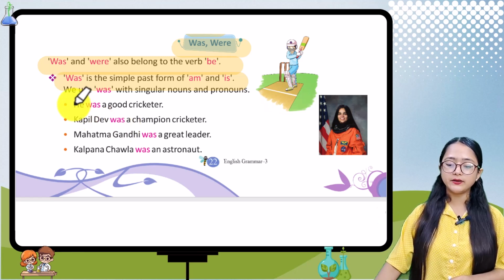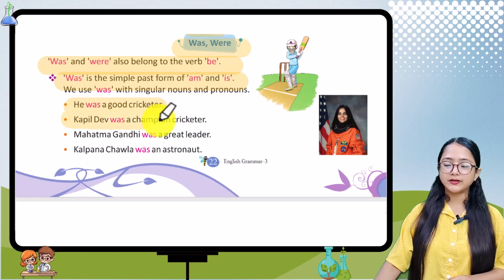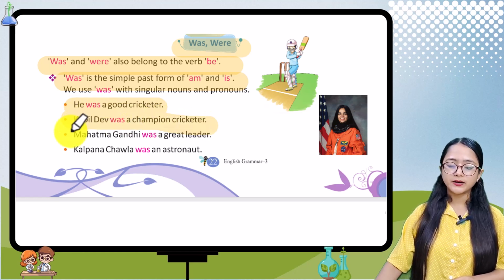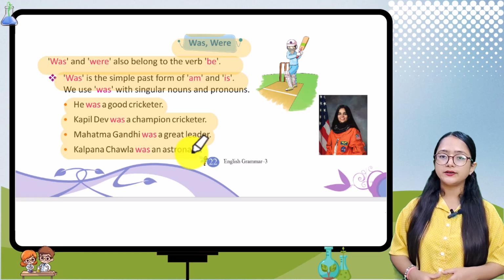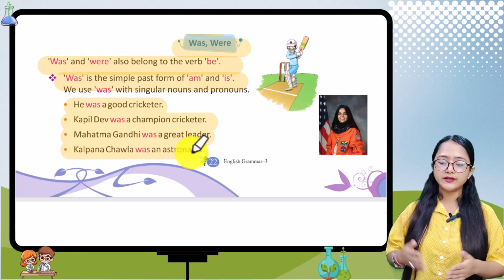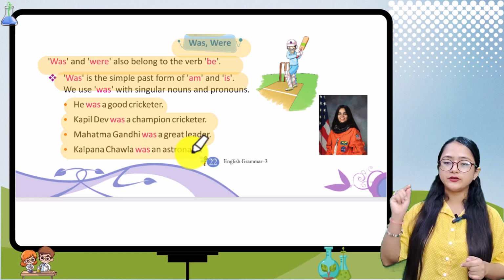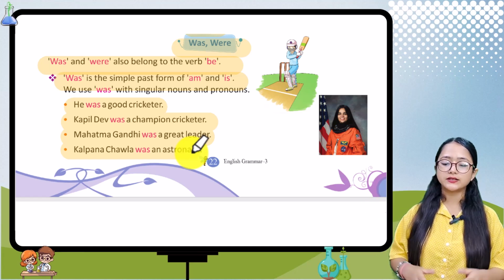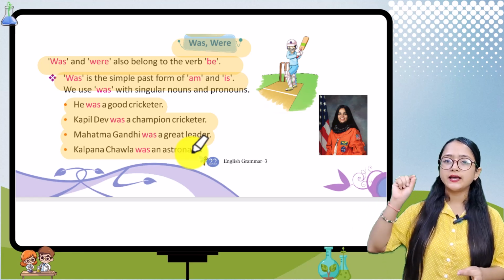For example, he was a good cricketer. Kapil Dev was a champion cricketer. Mahatma Gandhi was a great leader. Kalpana Chawla was an astronaut. Here you can clearly see that with he, with a single person's name, we use was, which is the helping verb.